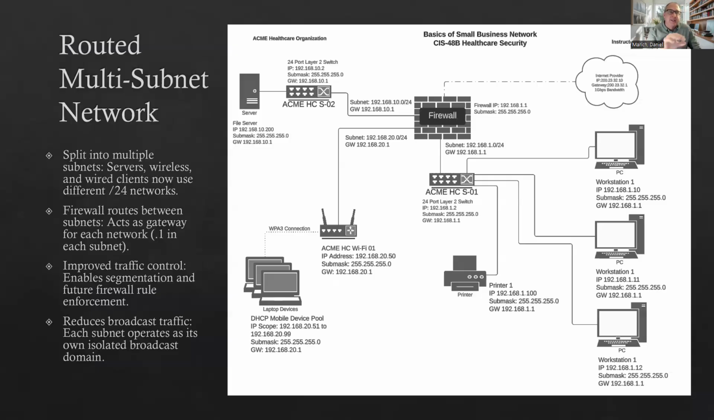Our switch is 10.2, similar and parallel to what I did for the original flat network, where I had 1.2. This one is 10.2, and its gateway is 10.1, reflecting the subnet gateway that was set up in the managed firewall. And then, of course, our file server has the same gateway, .10.1. It sits on 192.168.10.200.